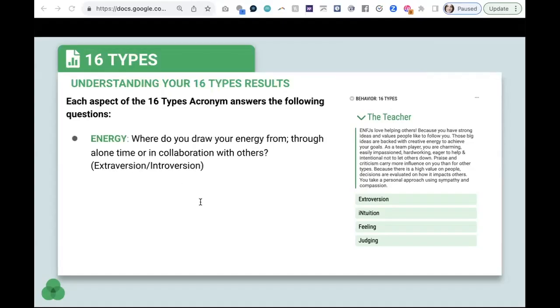The first question is around energy. Where do you draw your energy from? Alone time, or in collaboration with others? For example, many people think that introverts are just shy. This is a stereotype and a misclassification of what it really means to be an introvert. It's really about energy. And also, an introvert, if they have more stake in the game, will speak up more, right?